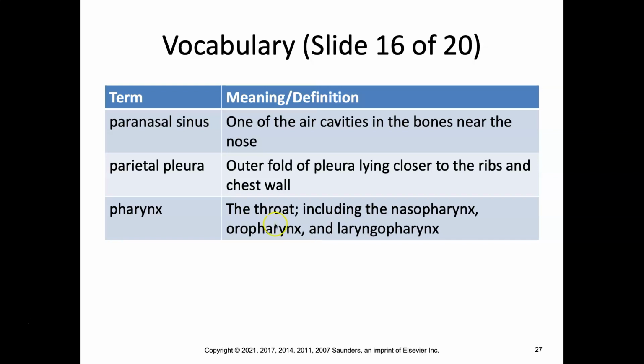Parietal pleura. We learned about parietal when we talked about the brain in the nervous system, because there's a parietal part of the brain, but it's here with the pleura. It means an outer fold. So don't let that trip you up.